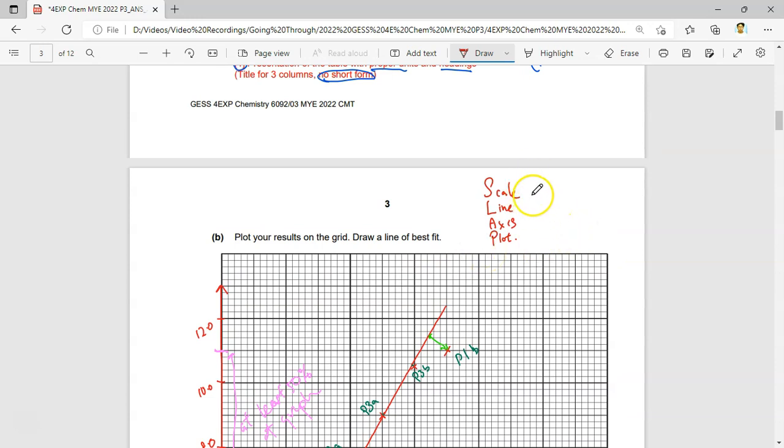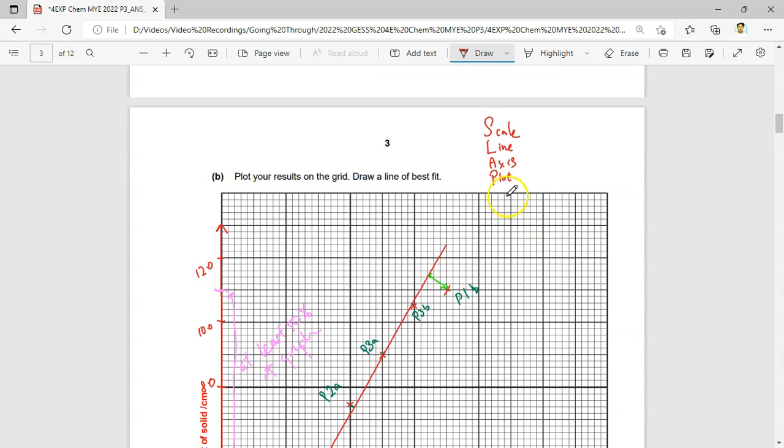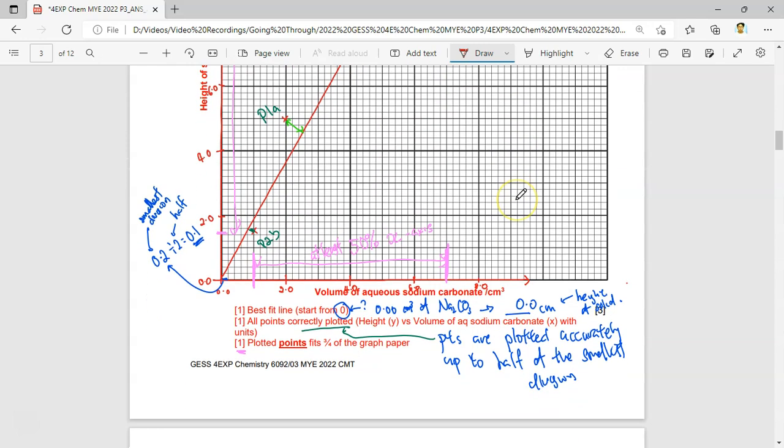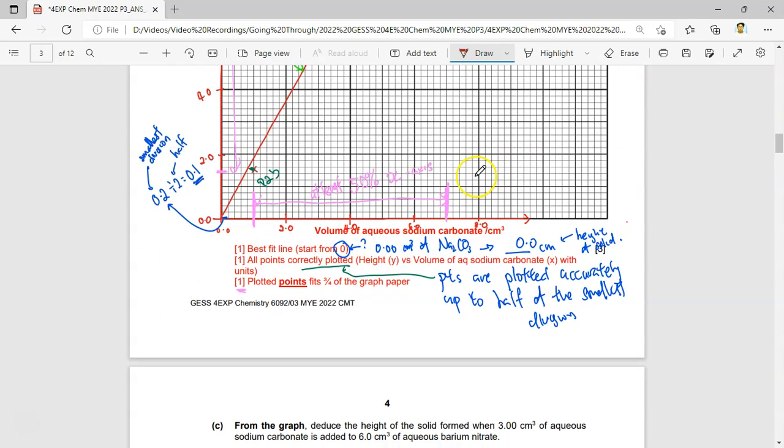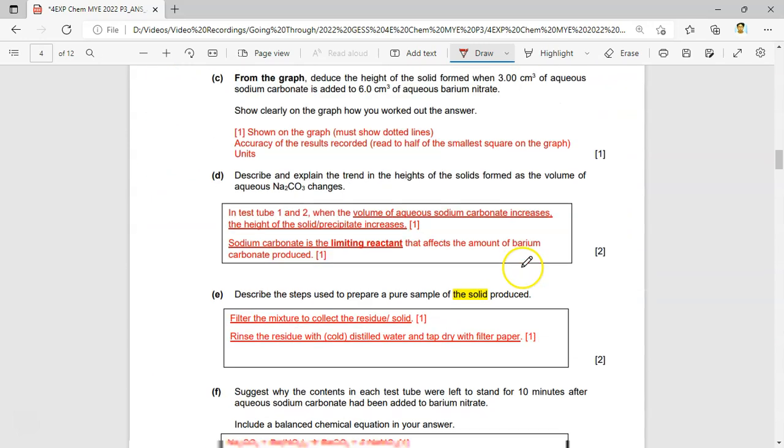So if you have thought through SLAP for your graph, you shouldn't have too many mistakes in your graph. Okay, at least you have considered most of the points, or actually all of the points that you need to do. Okay, so that is for your graph side. Okay, so this is the data that we have.